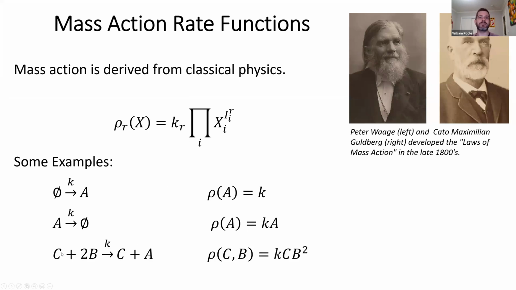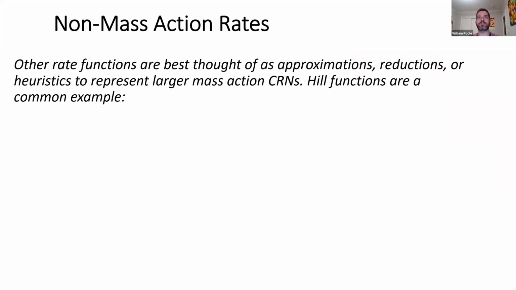If I have C plus 2B goes to C plus A, well, my rate here is k C B squared. So I have B squared because I have a 2B here. The coefficients on the left become exponents in the rate. And that's mass action for you. This is stuff that you maybe saw in high school or college intro chemistry. I generally think of mass action rates as rooted in statistical physics. These are true rates of chemical reaction in the well-mixed formalism of chemical reaction networks, but many biologists use additional rates as well.